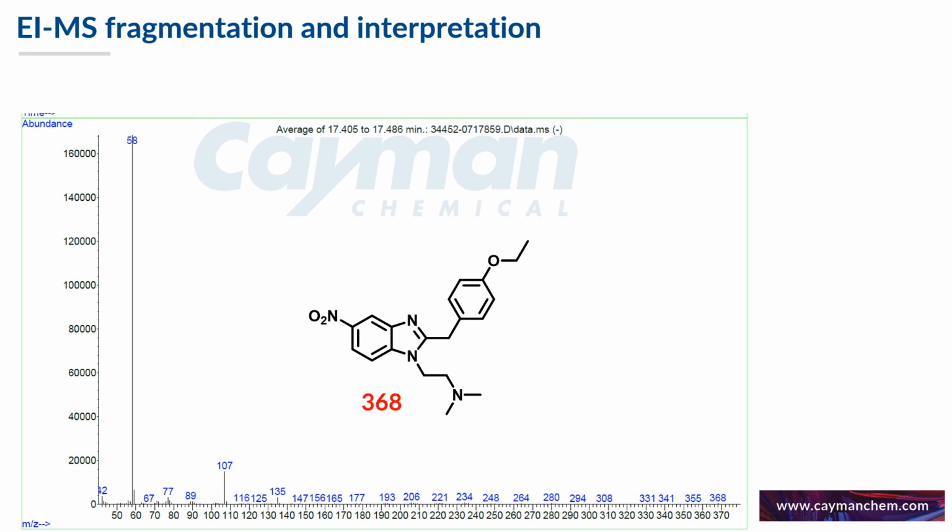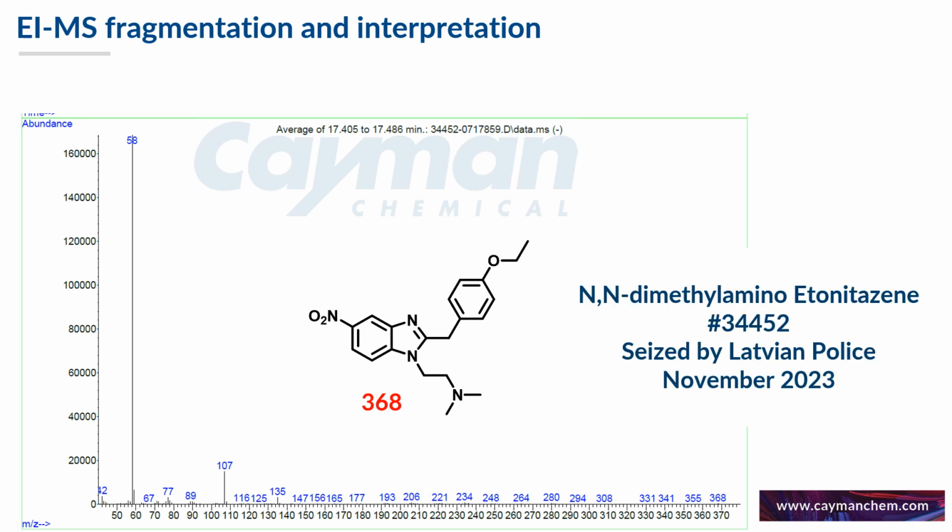In contrast, an N,N-dimethyl adenitazene has the same molecular mass as N-desethyl adenitazene and an alpha cleavage of 58. However, the alpha cleavage forms the base peak of the N,N-dimethyl adenitazene, because this amine is not undergoing a secondary competing four-center elimination pathway. N,N-dimethylaminoadenitazene was detected in seized samples by Latvian police in November of 2023.